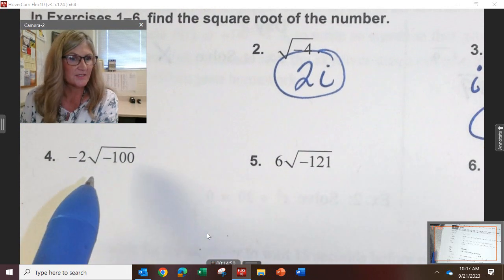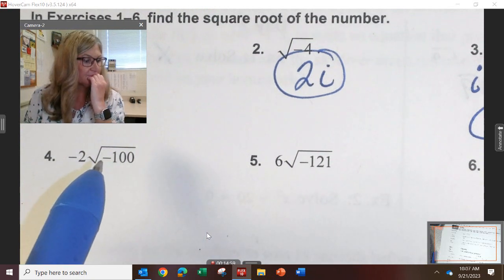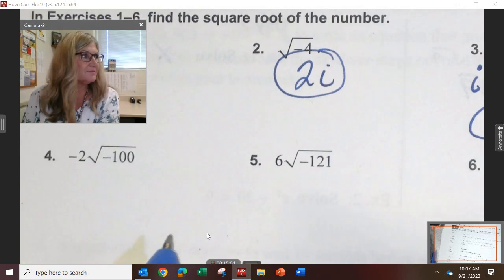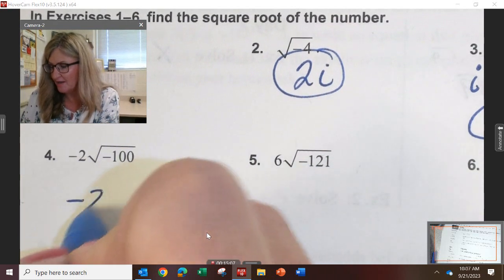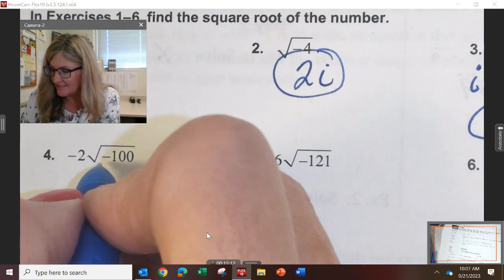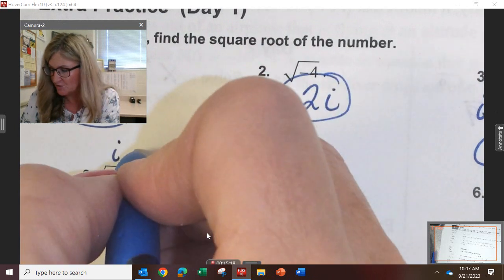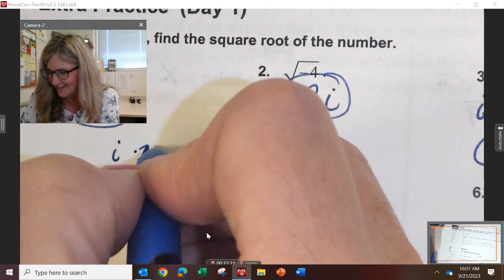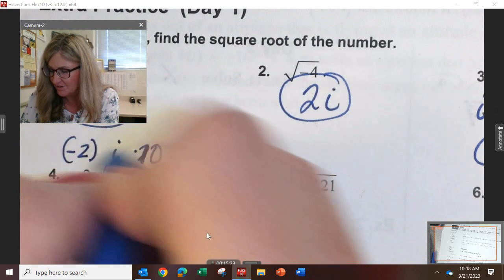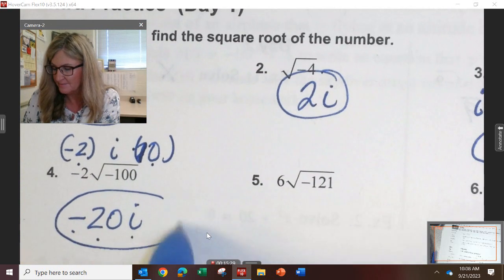Okay, you guys do number 4 and tell me what you got. Tucker, do you have it? Negative 20i. Anybody agree? That's good because he's correct. So I take an i out to get this to be a positive. I take the i out. Square root of 100 is 10, and then I have to multiply that by negative 2. So I have 10 times negative 2 is negative 20i.